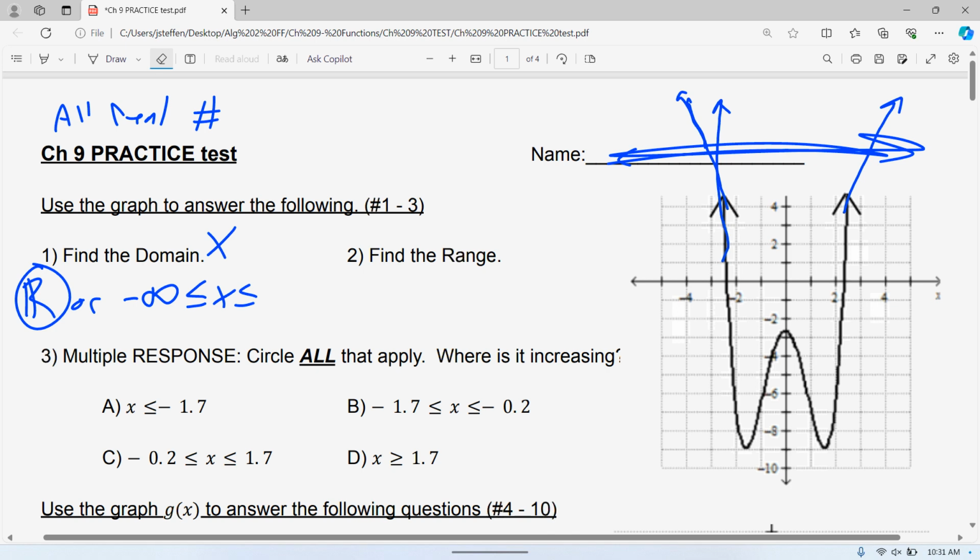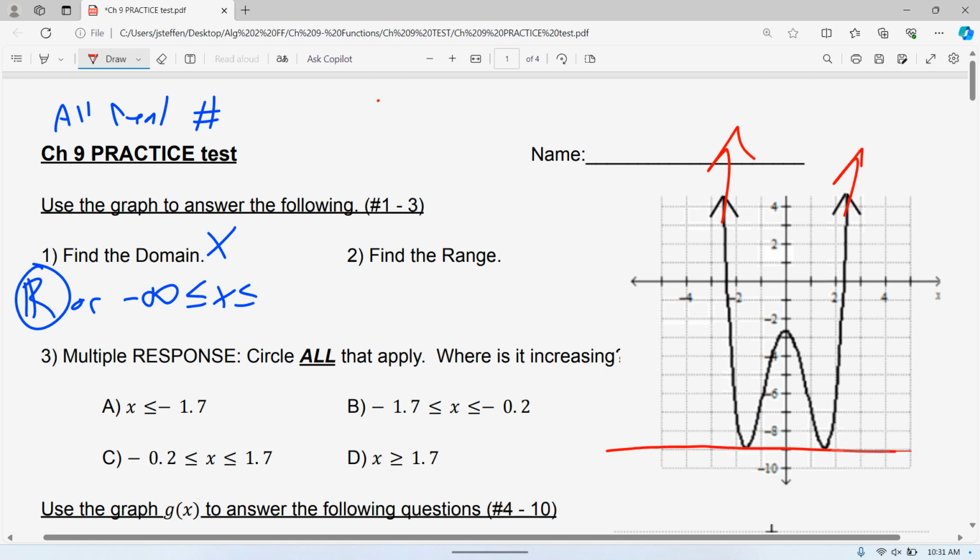Now, your range is kind of the same thing. I think it's a little more obvious with the range that it goes to infinity this way. But if you notice, this is the lowest point it goes. It doesn't go anything below that. So again, a couple of ways you can write it. One way is that your y, because your range is your y's, is greater than or equal to negative 9. My answer key can't say positive 9, I'm going to have to change that. So that is negative 9, obviously.